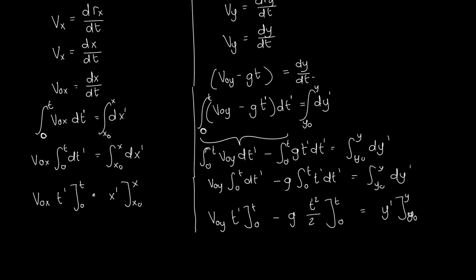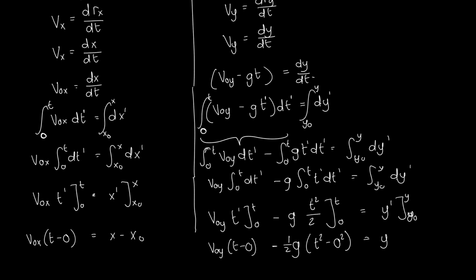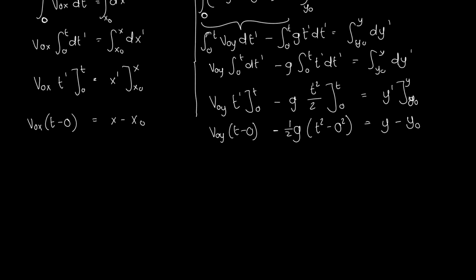So we're going to go back to the x side now and just put in our limits. We have v0x t minus 0 is equal to x minus x0. We're going to do our y side, same thing. v0y t minus 0. We're going to take out the half and put it with the g just to make our lives easier. Then we're going to have t squared minus 0 squared. Then we're going to have y minus y0. And now we're just going to rearrange so that the x and the y's are subjects of our formulas, because we want an equation x of t.